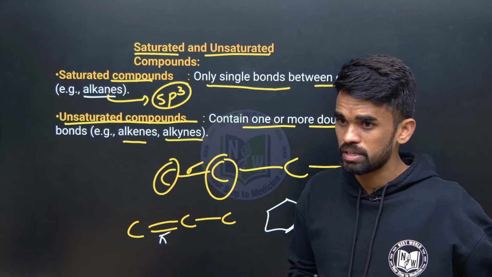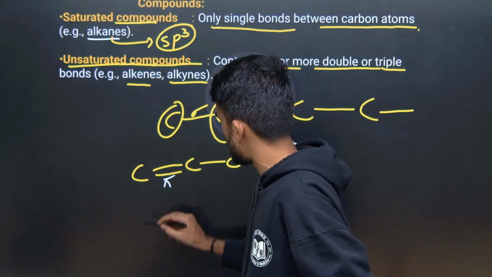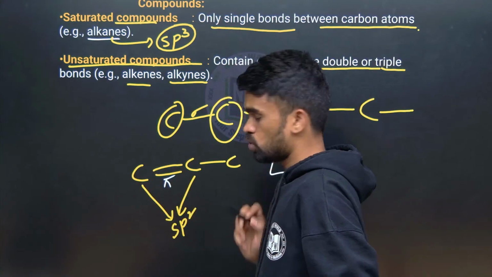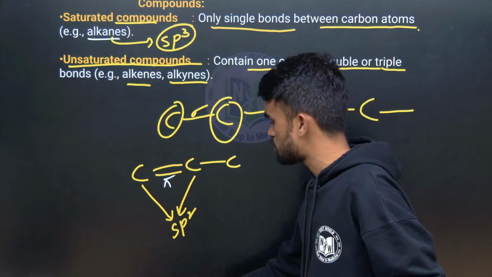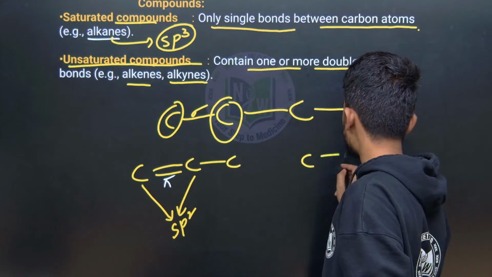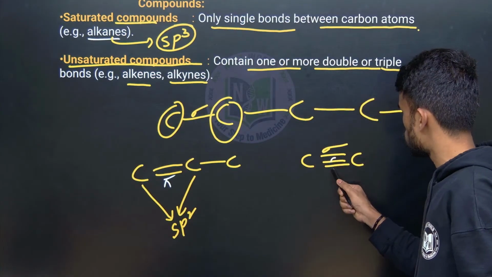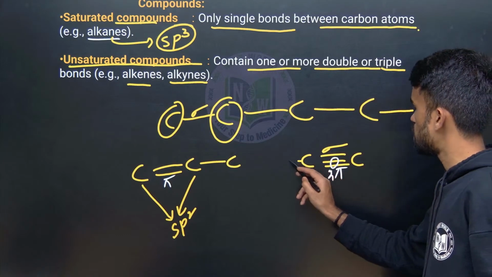We can consider it as saturated or unsaturated? Unsaturated. Now, what is the hybridization of each carbon here? sp2. When we have one double bond between carbon-carbon, we can say sp2. Sometimes there will be two pi bonds. See, one sigma bond and these two you can consider as pi bonds. So what is the hybridization of each carbon here?